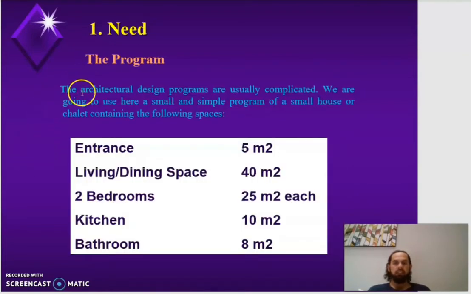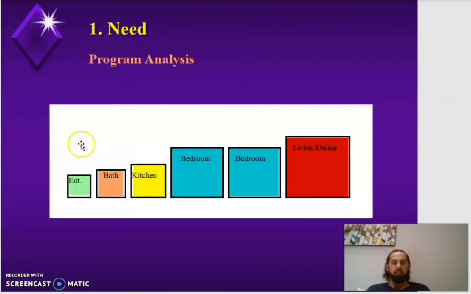The second thing is the architectural design program are usually complicated. We are going to use here a small and simple program for a small house. It's just given to you, so I will not elaborate more on this one, but we have given you, like, entrance 5 square meters, living room or living dining space 40 square meters, and so on and so forth. So these are the things that we gave you in the program of this project. And then you need to analyze.